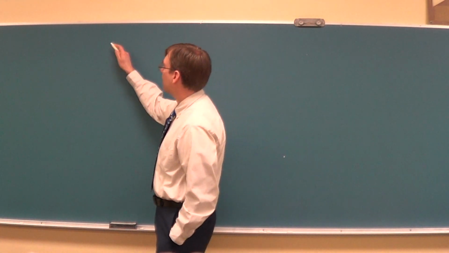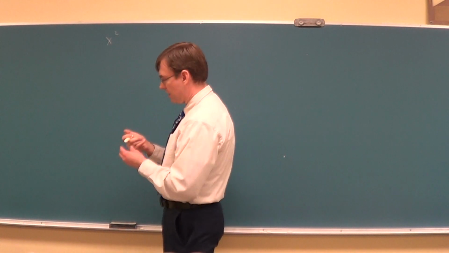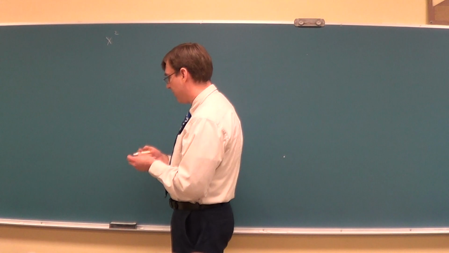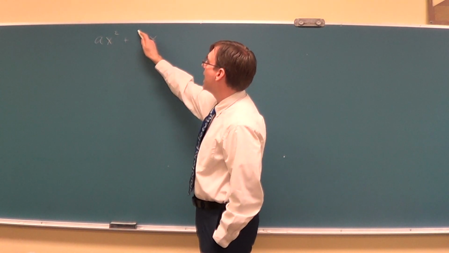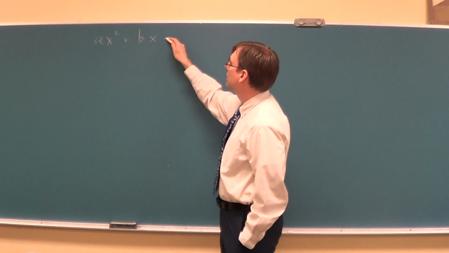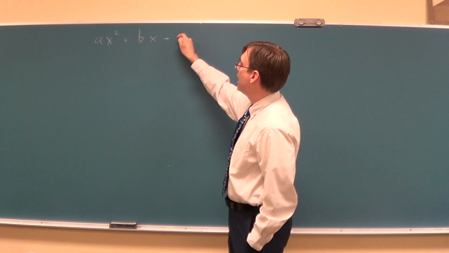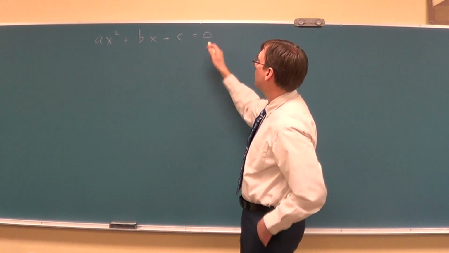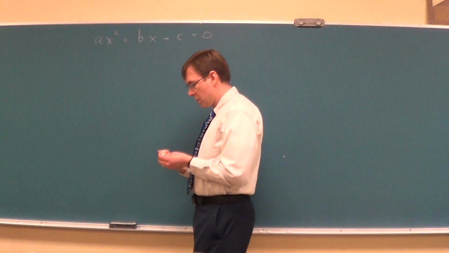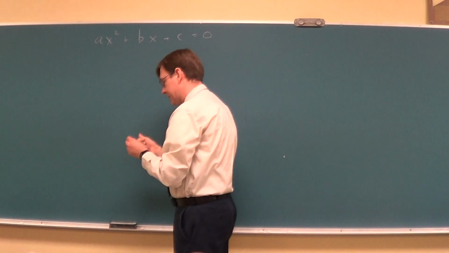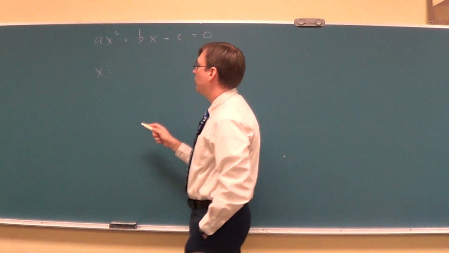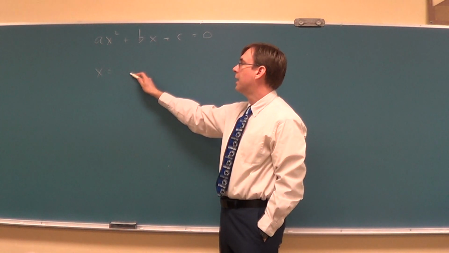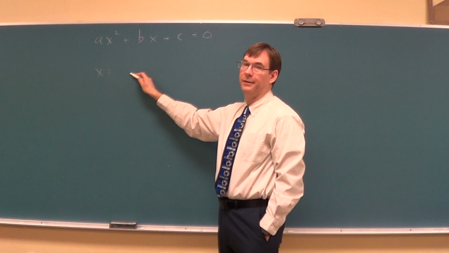So for the quadratic formula, the number with the x squared was given the name A. The number with the x is given the name B. The other number was given the name C. And we like that to equal 0. And if you go to try to solve that for x, the x is equal to a pretty big, scary looking formula. Can anybody give me some or all of that?